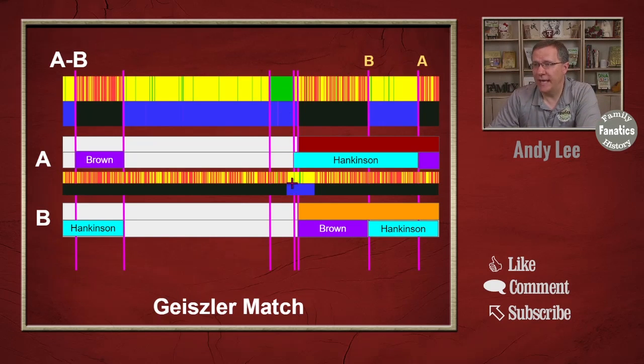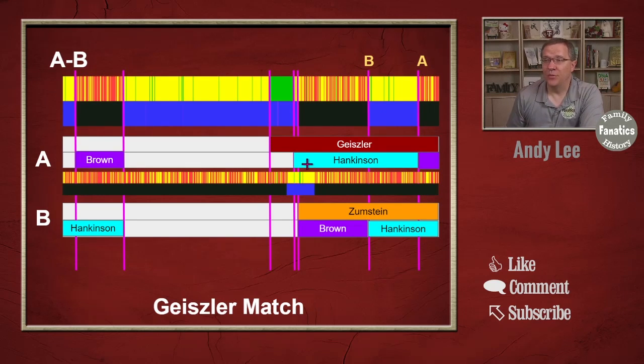And as we're looking at this line, we can see that, hey, this covers this area right in here. We already know that part of this is maroon. And so that match is going to be Geisler. That maroon is going to be Geisler. So what I've done is I've gone through and I've extended that out so it covers the whole segment up to the next recombination point, and I've labeled it as Geisler.